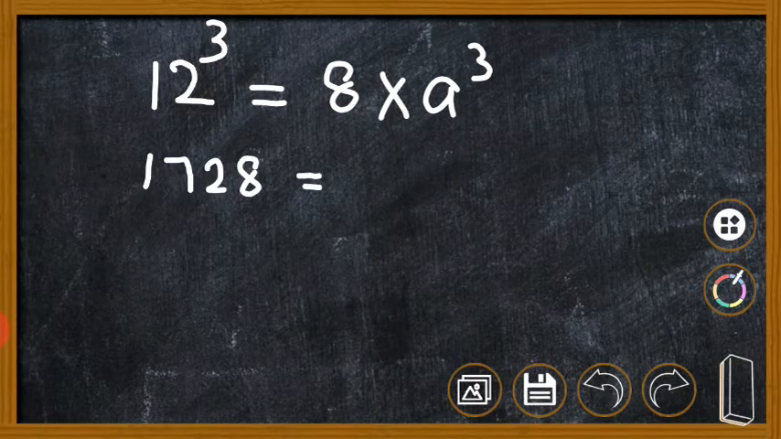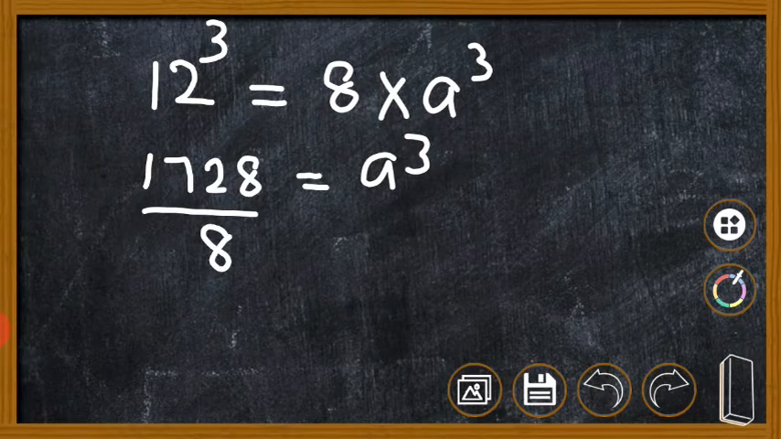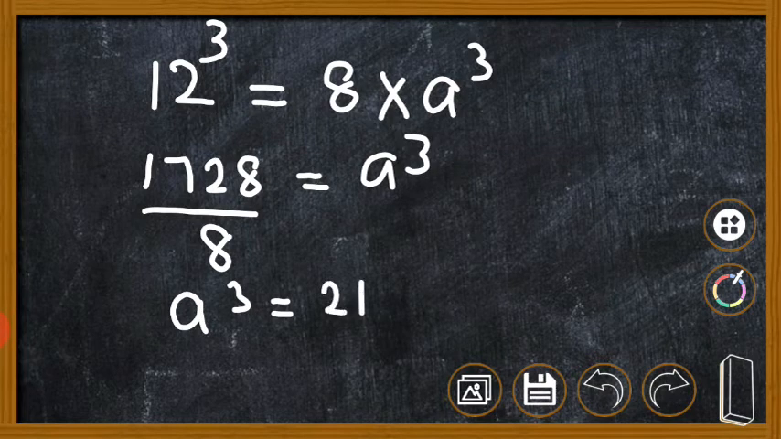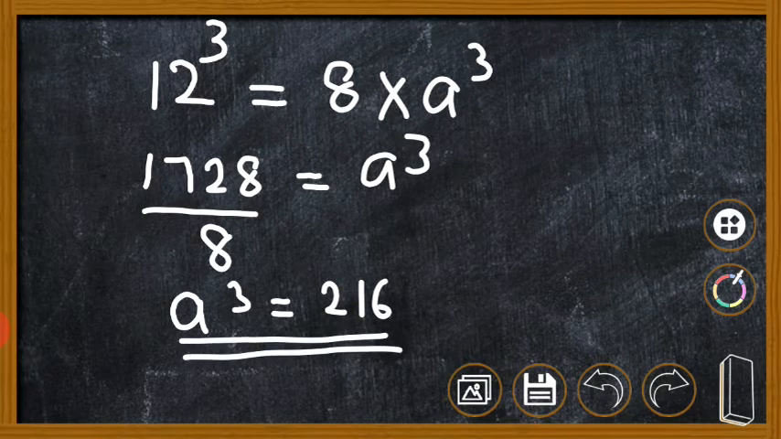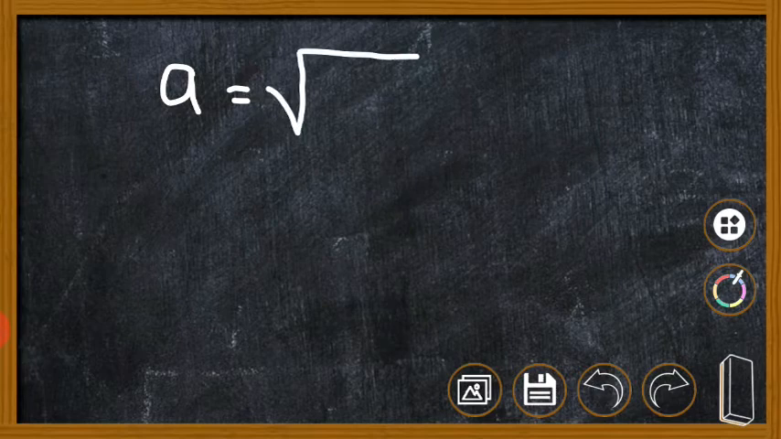So a cube is equal to 1728 divided by 8. So what is the answer? 216. A cube is equal to 216. But what is our question? Find the side of the new cube. Side meaning a. A equal to, what is that? Cube root of 216. How to calculate cube root of 216?